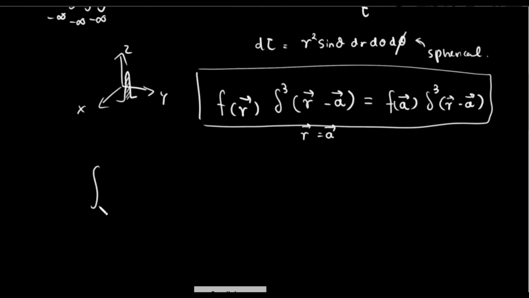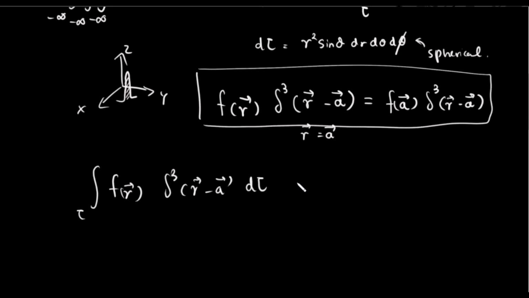So this is true for all kinds of 3D delta functions. Now if you integrate f(r) delta cube (r minus a) with the volume element, you will get the value of f(a).